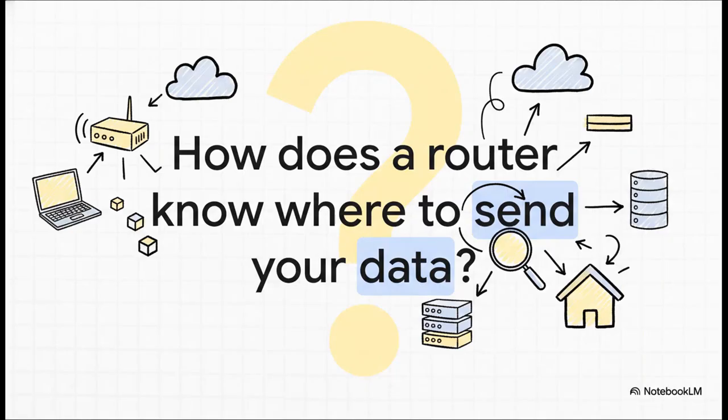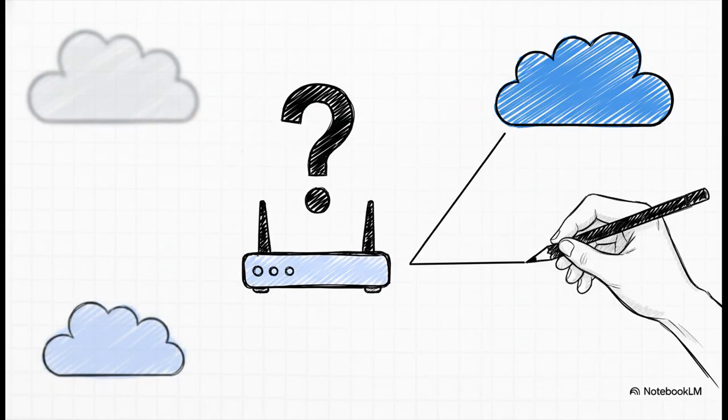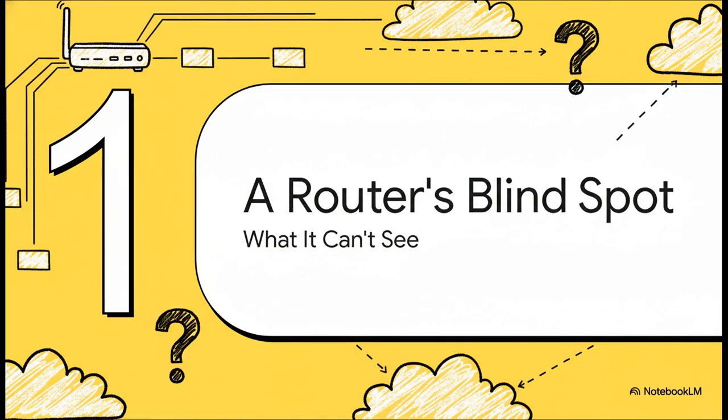Okay, so let's start with the most fundamental question there is. You've got this box, a router, and its whole job is to connect different networks. But how does it actually know where to send your data? Does it just figure it out on its own? Well, the short answer is no, it absolutely doesn't. A router, right out of the box, has a very, very limited view of the world. It needs a map, and one way to get at that map is for you to draw it yourself, by hand. And that really gets to the heart of our first big idea here, a router's blind spot.